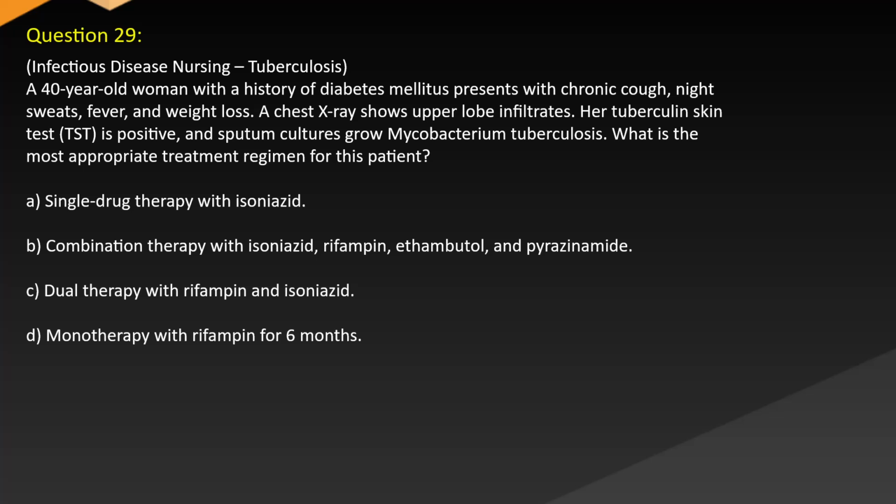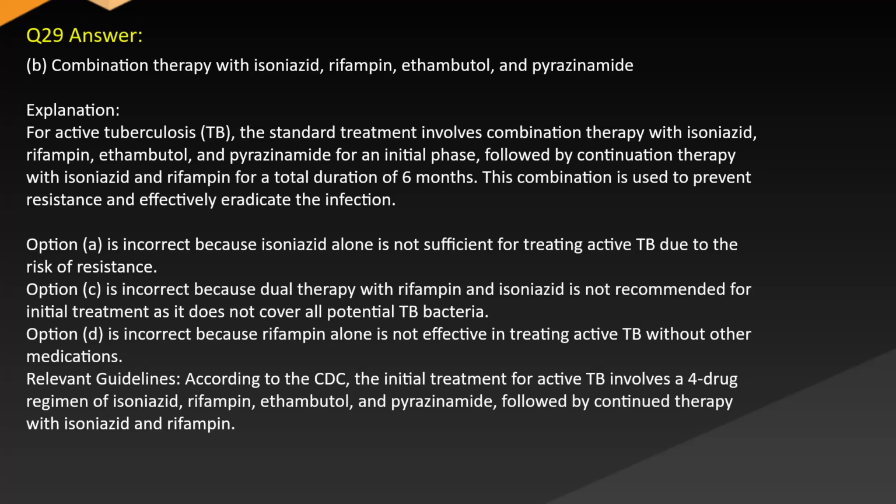A. Single drug therapy with isoniazid. B. Combination therapy with isoniazid, rifampin, ethambutol, and pyrazinamide. C. Dual therapy with rifampin and isoniazid. D. Monotherapy with rifampin for 6 months. Answer. B. Combination therapy with isoniazid, rifampin, ethambutol, and pyrazinamide. Explanation. For active tuberculosis, TB, the standard treatment involves combination therapy with isoniazid, rifampin, ethambutol, and pyrazinamide for an initial phase, followed by continuation therapy with isoniazid and rifampin for a total duration of 6 months. This combination is used to prevent resistance and effectively eradicate infection.